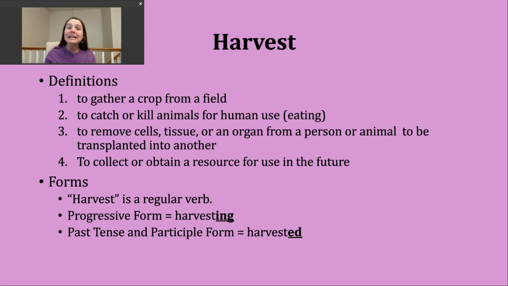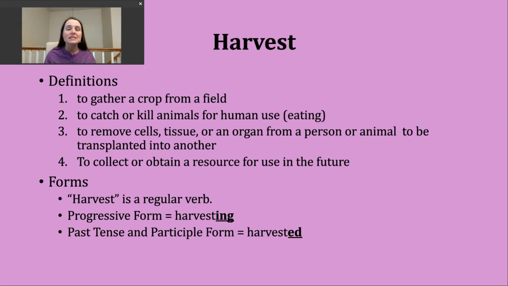A third way you might hear harvest used is to mean to remove cells, tissue, or an organ from a person or animal in order for those cells, that tissue, etc., to be transplanted into another person. So again, maybe more common to hear this if you're working in a medical field, especially if you're working with different types of transplanting procedures.